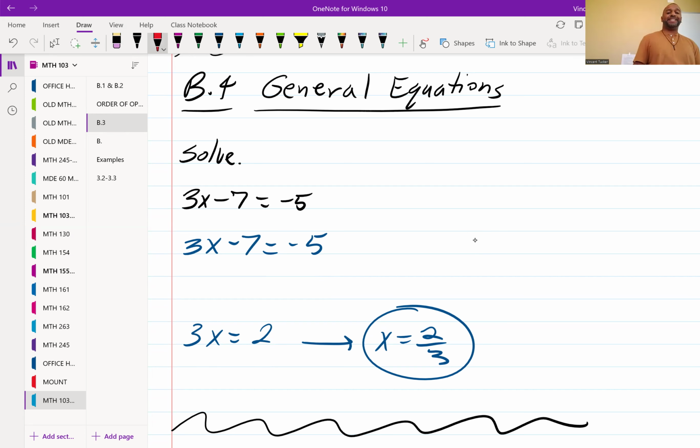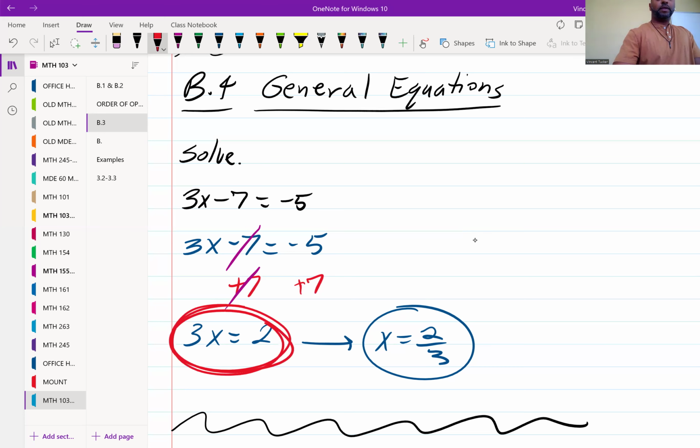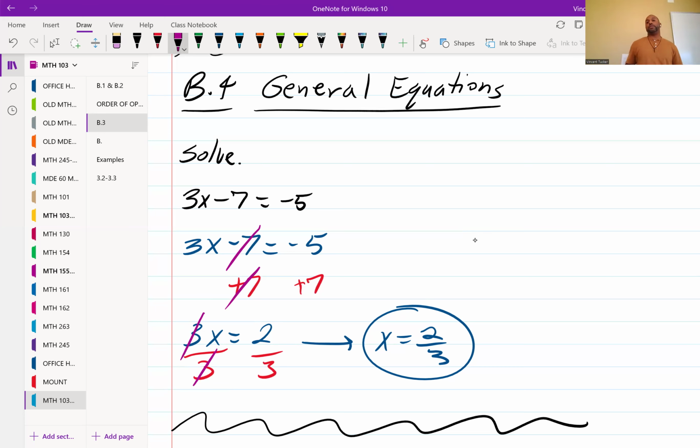So we have 3x minus 7 equal to negative 5. The minus 7 is the easiest thing to move first, which means we're going to add 7. But if we do that to the left side of our equal sign, then we need to do that to the right side as well. That allows the 7 to cancel on the left, leaving you with just 3x, and then negative 5 plus 7 is 2. Now we're looking at 3x equal to 2. That's 3 times x, so we need to divide both sides by 3 to undo the multiplication by 3. The 3's cancel, and x is equal to 2/3.